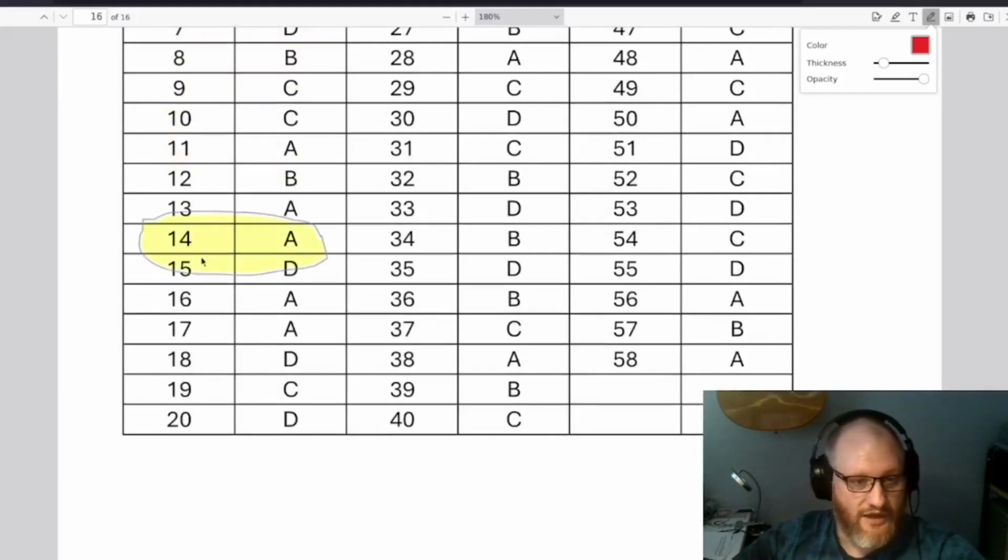Let's skip down to the answer key and see if we've got that right, and we see that, of course, for question 14 the answer is A.